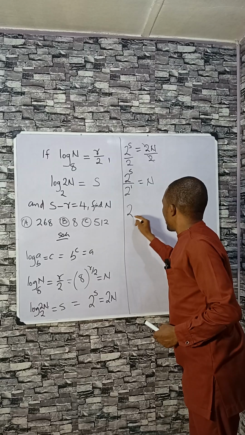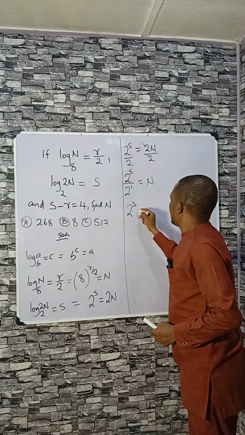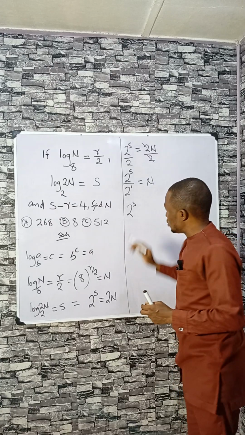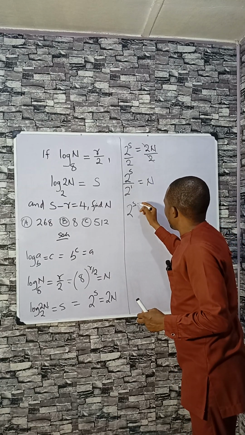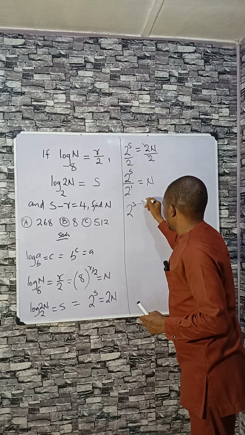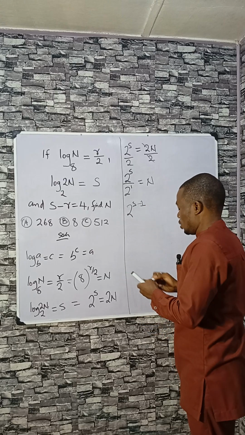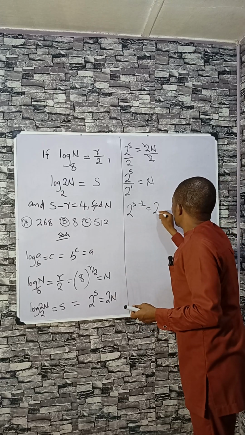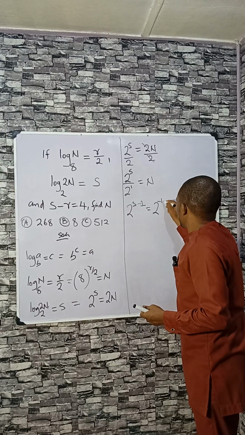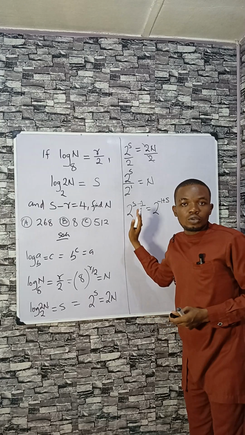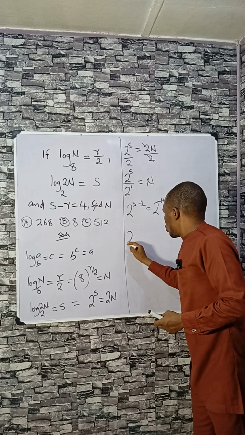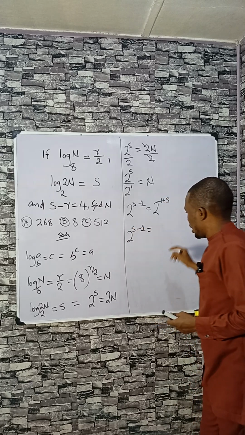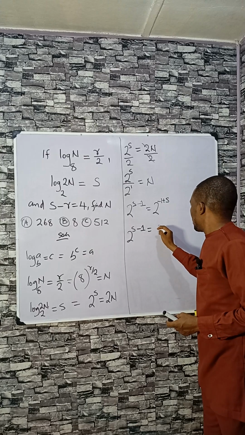Now we have 2 to the s divided by 2 raised to the power 1. The law of indices says you can subtract the power, so s minus 1. You can write s minus 1 or 2 raised to the power minus 1 plus s, whichever one you prefer. So 2 raised to the power s minus 1 equals n. N here.